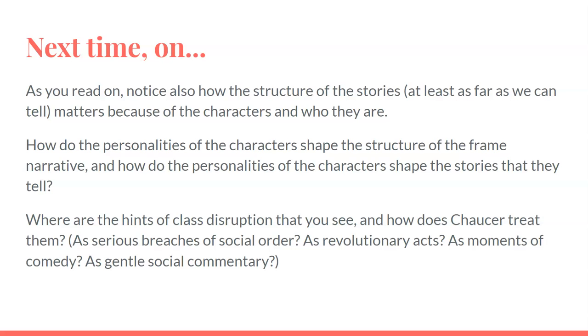And beyond that, as you read on, notice how the structure of the stories matters because of the characters and who they are. Why does each character choose the story that they choose? And how do they tell those stories? Similarly, how do the personalities of the characters shape the structure of the frame narrative? And how do the personalities of the characters, again, shape the stories that they tell? And then finally, where are the hints of class disruption that you see? And how does Chaucer treat these moments?